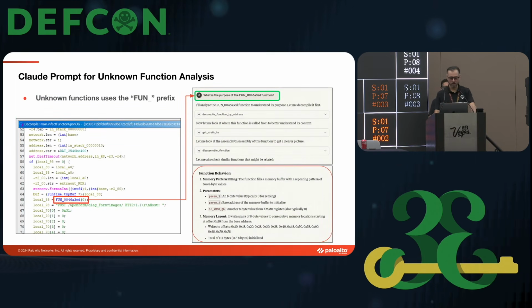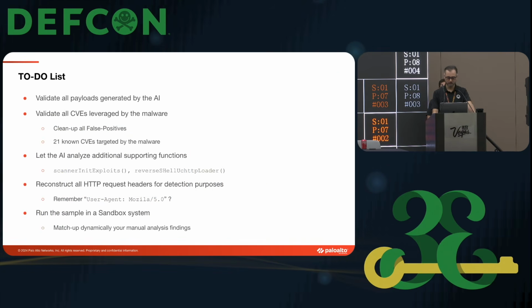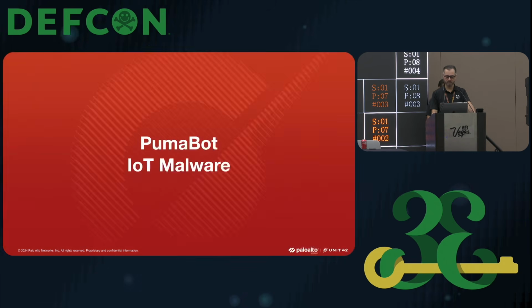All right, so one thing that we can do is also trying to identify unknown functions. In this case, we have a phone underscore and then the address. So obviously, the AI is able to help you on that. So the to-do list: we need to validate all the payloads generated. We need to validate all the CVEs. We let the AI analyze additional interesting functions like scanner and exploits. We need to reconstruct all the HTTP requests, and also, if possible, run the sample in a sandbox system.